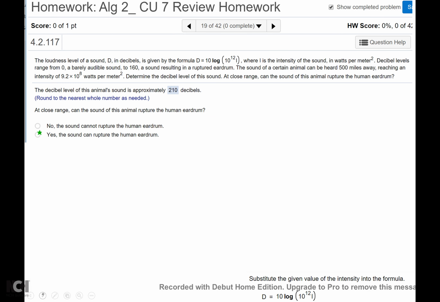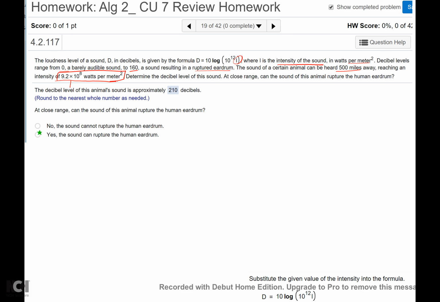Okay, the loudness level of a sound D in decibels is given by the formula D equals 10 times the log of 10 to the 12th I, where I is the intensity of the sound in watts per meter squared. Decibel levels range from 0, which is barely audible, to 160, a sound resulting in a ruptured eardrum. The sound of a certain animal can be heard 500 miles away, reaching an intensity of 9.2 times 10 to the 8 watts per meter squared. That's I. That's what they gave me for I.